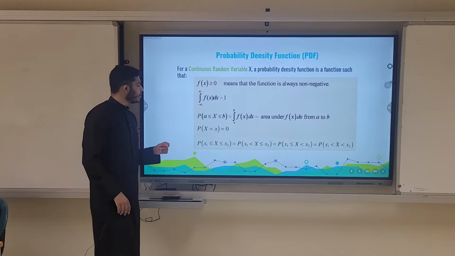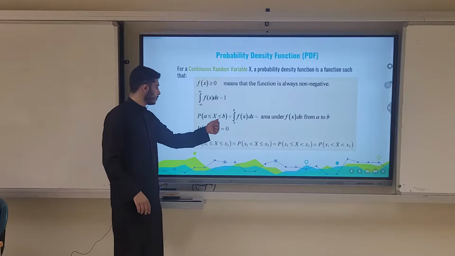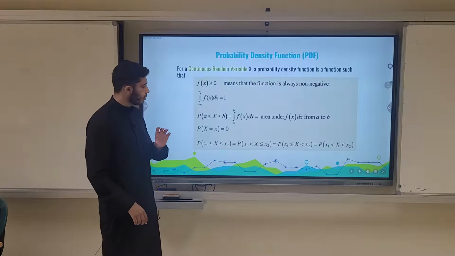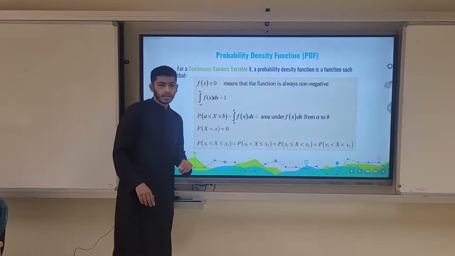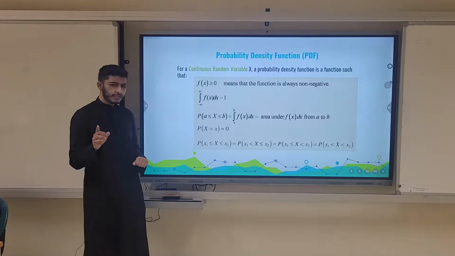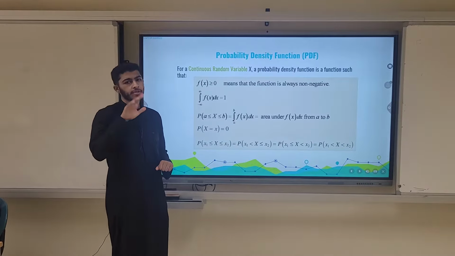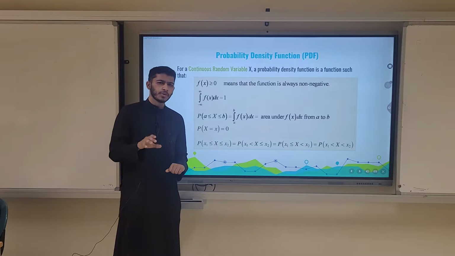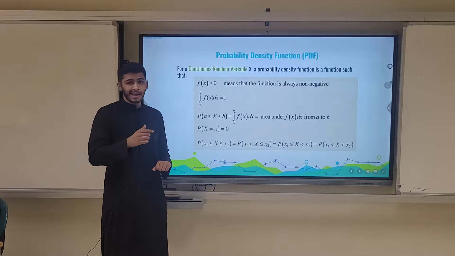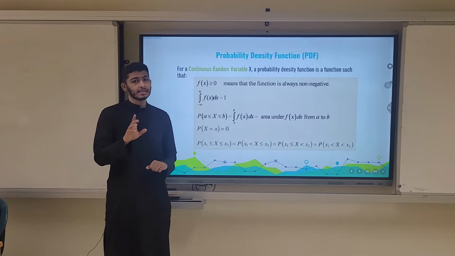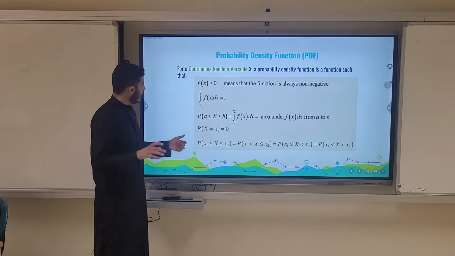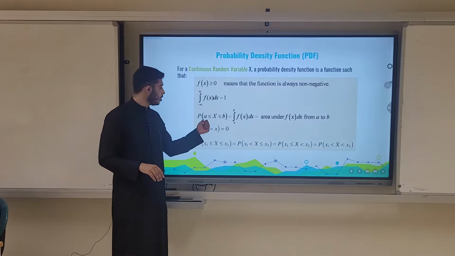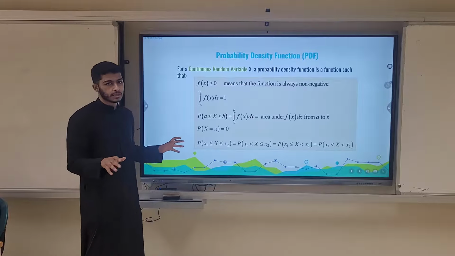The next property: when you want to find the probability of the outcome from A to B, you just have to integrate the probability density function, or the PDF, from A to B. And with this, you end up with the probability from A to B. We know that when we integrate a function, we are finding the area under that function. So, does this mean that probabilities are the area under the probability density function? Yes, exactly. The area under the PDF in that region is going to be the probability of these two outcomes.